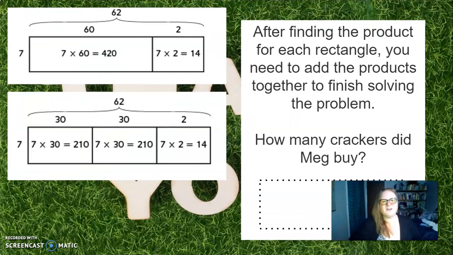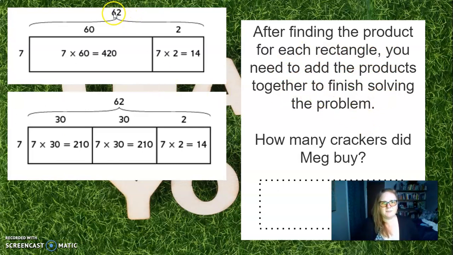Okay, so here are 2 options, and this is why it was important for our very first warm-up for us to work on those add-ins, because here we have 60 plus 2 equals 62. Here we have 30 plus 30 plus 2 equals 62. Both of those are going to work. It doesn't matter how much you split up that large number, as long as you are splitting it into things that you can easily multiply, okay? So after finding the product for each rectangle, you need to add the products together to finish solving the problem.